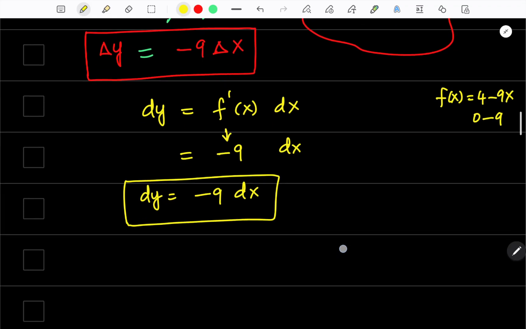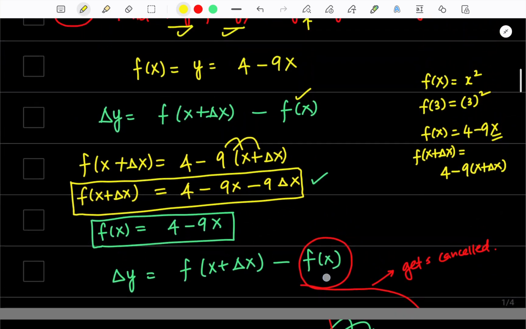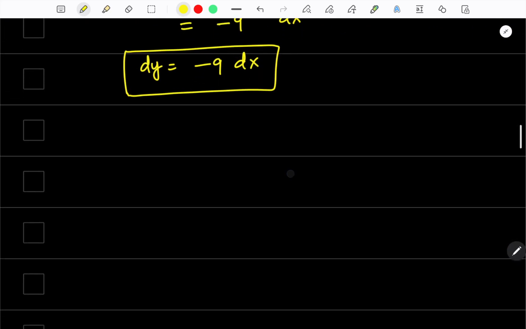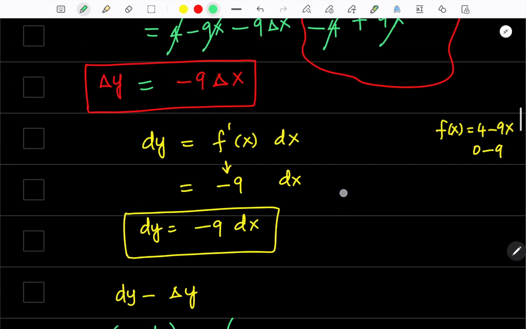So the second solution is ready. Now let's go to the third solution. What is your third solution? We are going to find dy minus delta y. So this equals dy minus delta y. What is your dy? Which is minus 9 dx. Close the brackets. Minus delta y. What is your delta y?